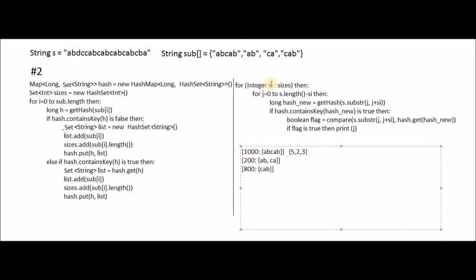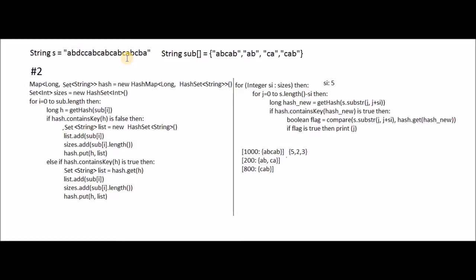We iterate through the integers. So we take the 5, 2 and 3. This size value now has 5 as its value. So what it does is it goes here, takes the string length, and subtracts 5 from it.